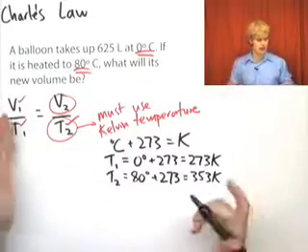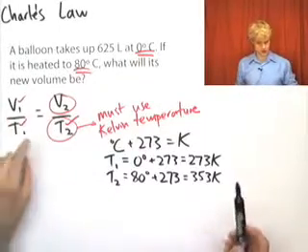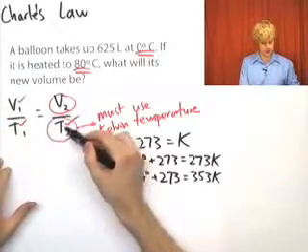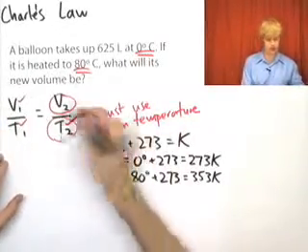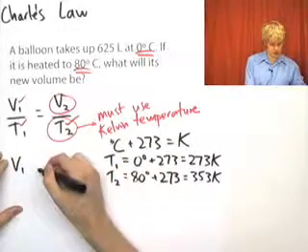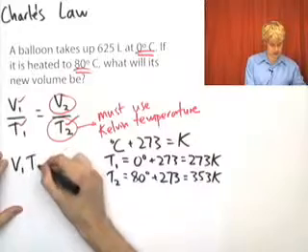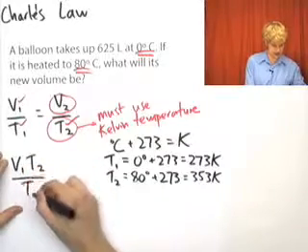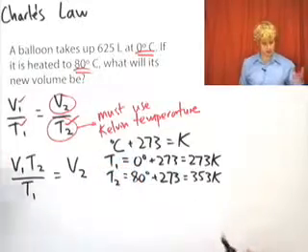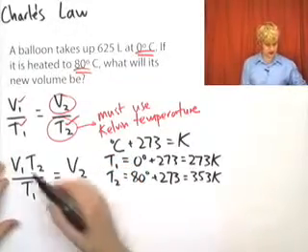Now, let's see how we can rearrange this equation here. We know this guy, and this guy, we're solving for V2, so we're just going to move T2 up here, as if we're multiplying both sides by T2. So our equation is going to become V1 times T2 divided by T1 equals V2. Let's go ahead now and plug these values in.